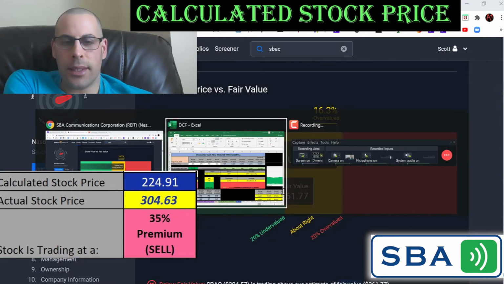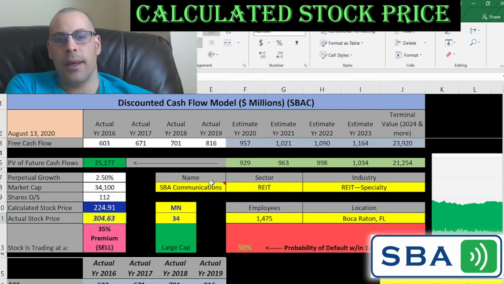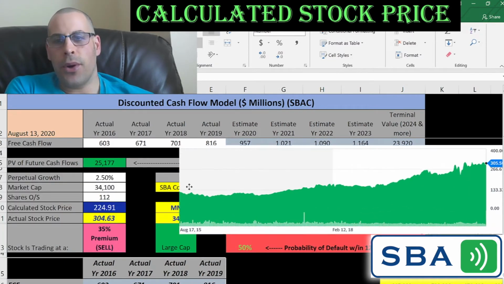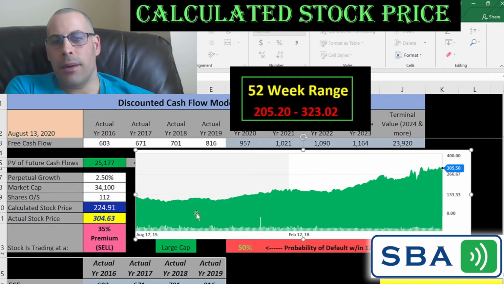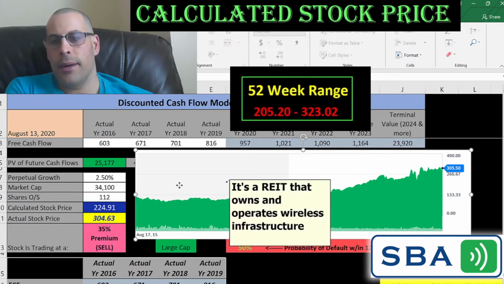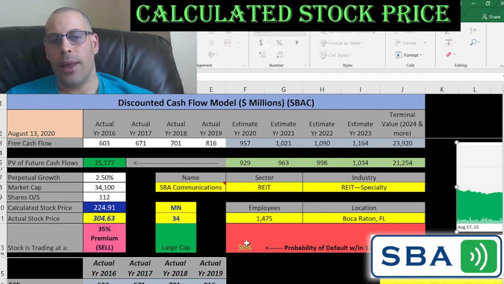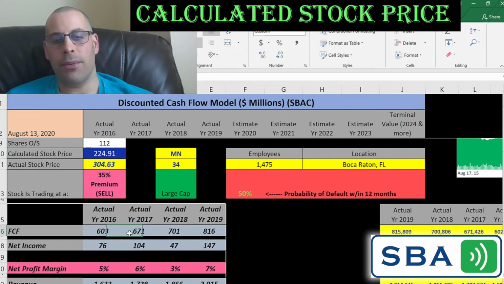So they're also saying the stock is a sell. Let's see where the stock has been trading. Looks like it's been going up pretty much little by little every year. And according to my model, there's a 50% chance of them defaulting within the next 12 months. They're a really big company, so they're probably not going to default. Plus they have healthy, positive free cash flow.